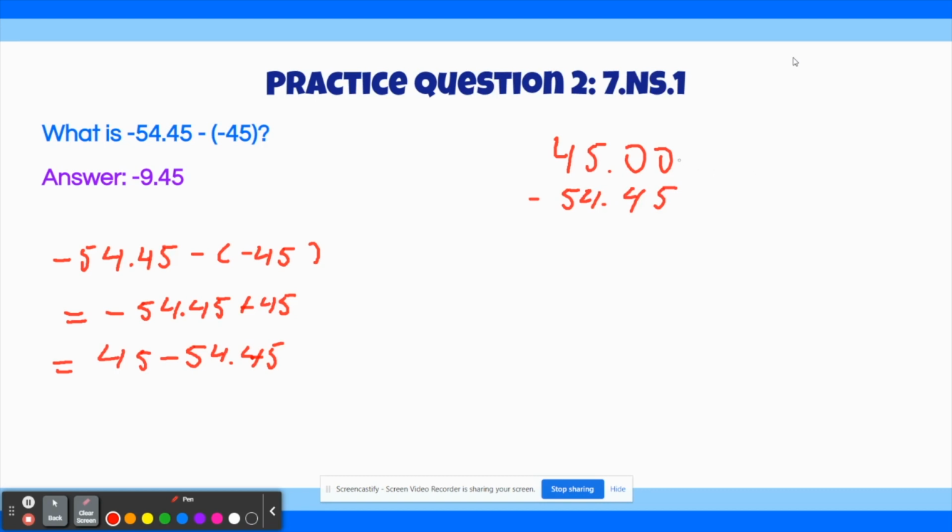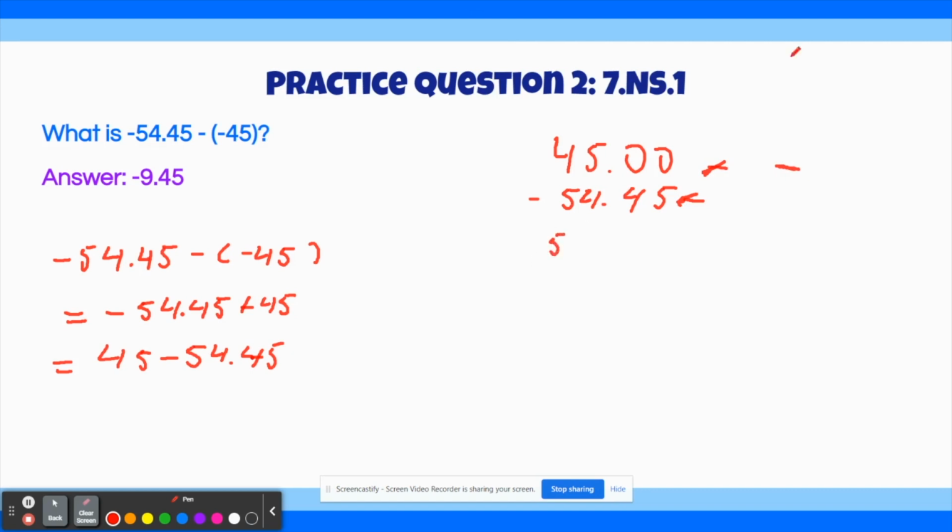And using this method actually won't work to subtract these two numbers, but we know that the answer to this question is going to have to be negative because we're subtracting a larger number, which is 54.45, from the smaller number, which is 45, right? So this means our answer is going to have to be negative. And now we're going to just find the difference between these two numbers.